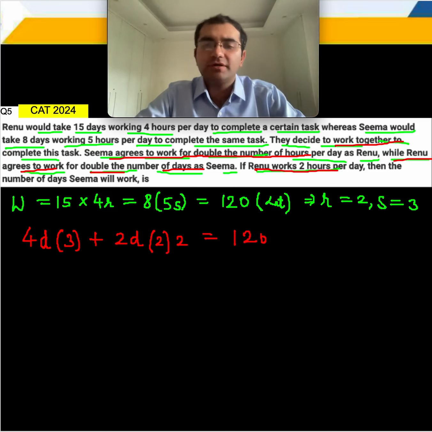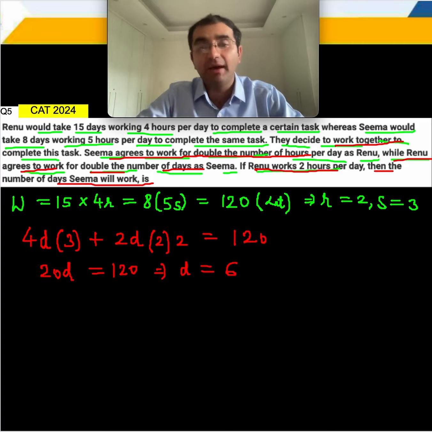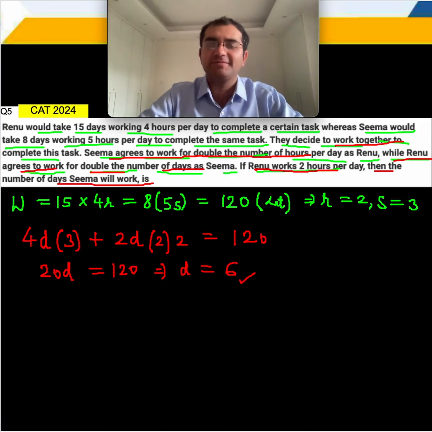Together they do the work 120. So 20 D is 120, D is equal to 6. 6 is the right answer. Number of days that Seema will work, D का value पूछा था. 6 is the answer for question number 5.